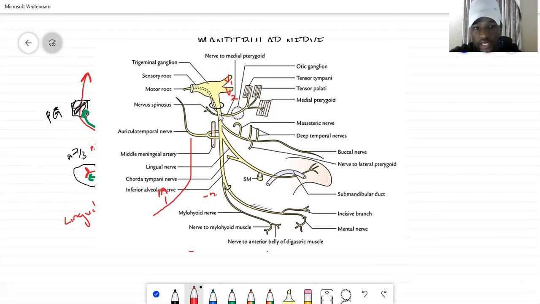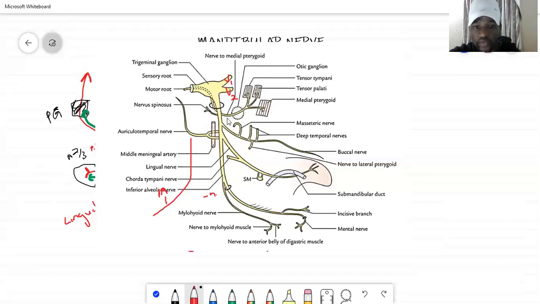And then from your trunk, you have a branch that will go to the tensor tympani and tensor palatini and the medial pterygoid, which is a muscle of mastication, right? So you can see they pass through the otic ganglion. They pass through the otic ganglion.